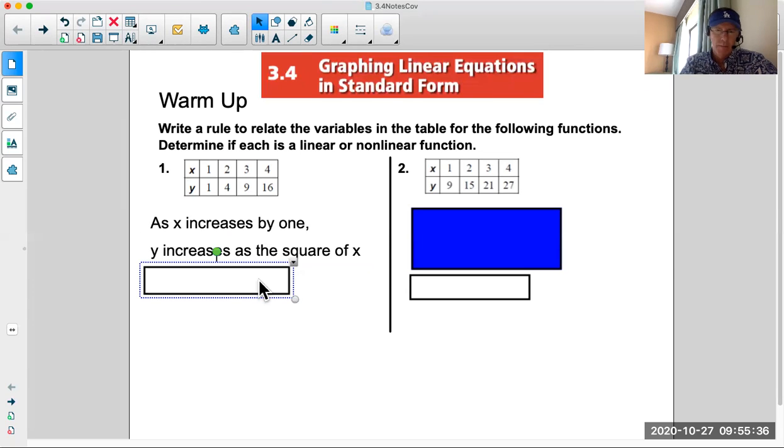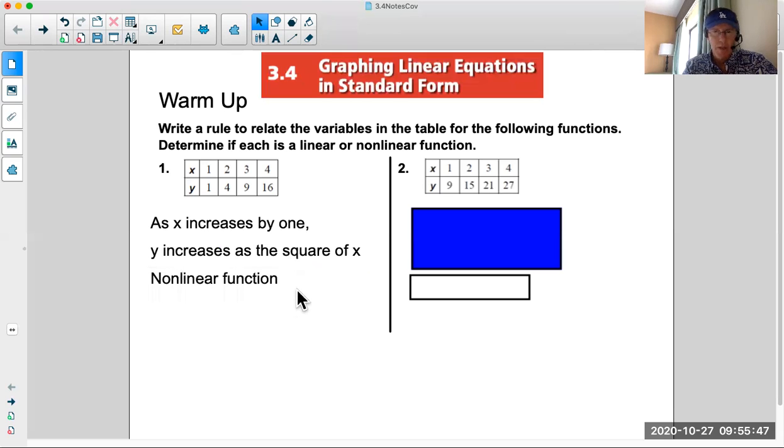Do you think that would be linear or nonlinear if the y and the x are not increasing at the same constant rate? Hopefully you said nonlinear. So it's a nonlinear function. Okay. How about number 2? Try number 2.